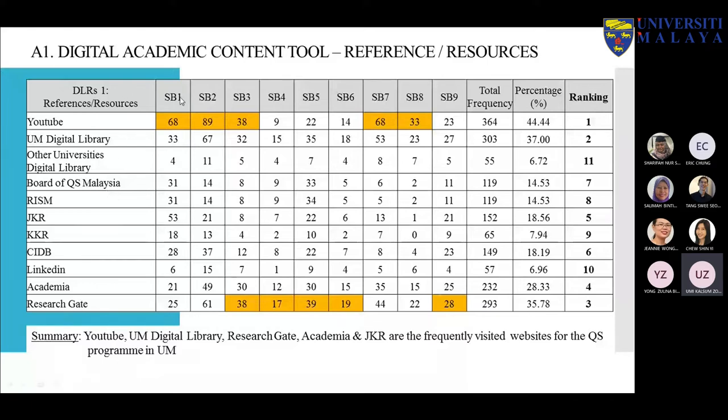You can see the difference here. If you look at course group number 1, which is measurement, followed by construction and construction management, the students like to refer to YouTube, similar to the course groups of SB7 and SB8. Whereas for the course groups of SB3, SB4, SB5, SB6 and SB9, most of the students love to refer to ResearchGate. I think maybe this is because of the nature of the subject. SB1 and SB2 normally involve schedule-based subjects.